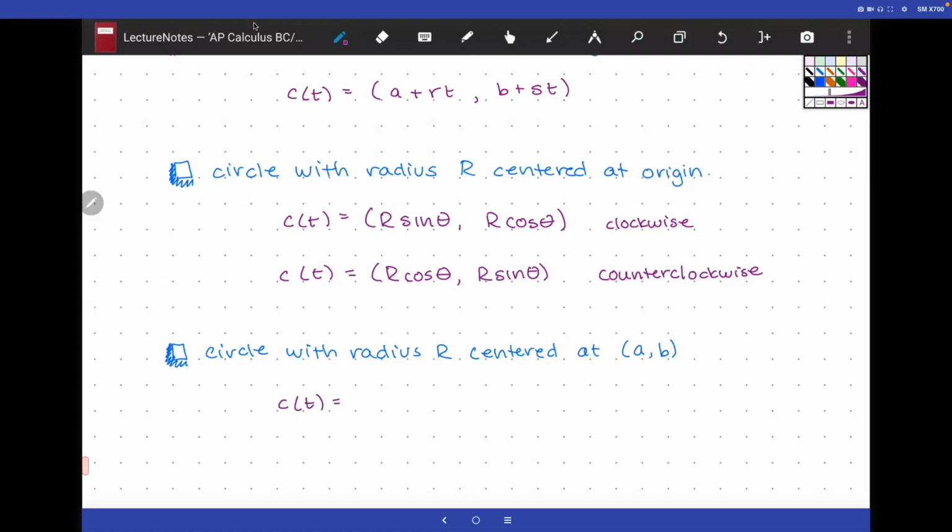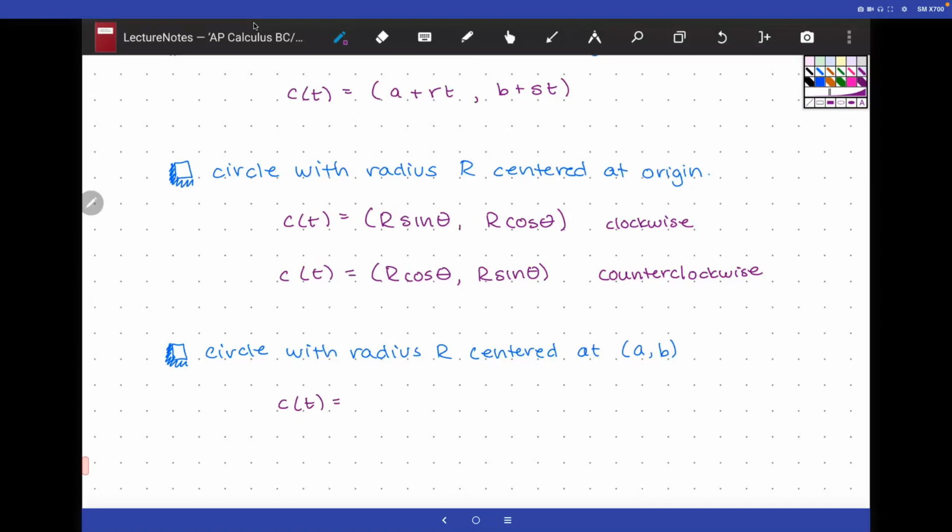Anybody have an idea what we do? Would you do sine theta minus a, and then cosine theta minus b? You're on the right track, except we add. So this one is centered at the origin. We want to move the origin to (A, B), so we're going to add A to all the x coordinates, and then we're going to add B to all the y coordinates.